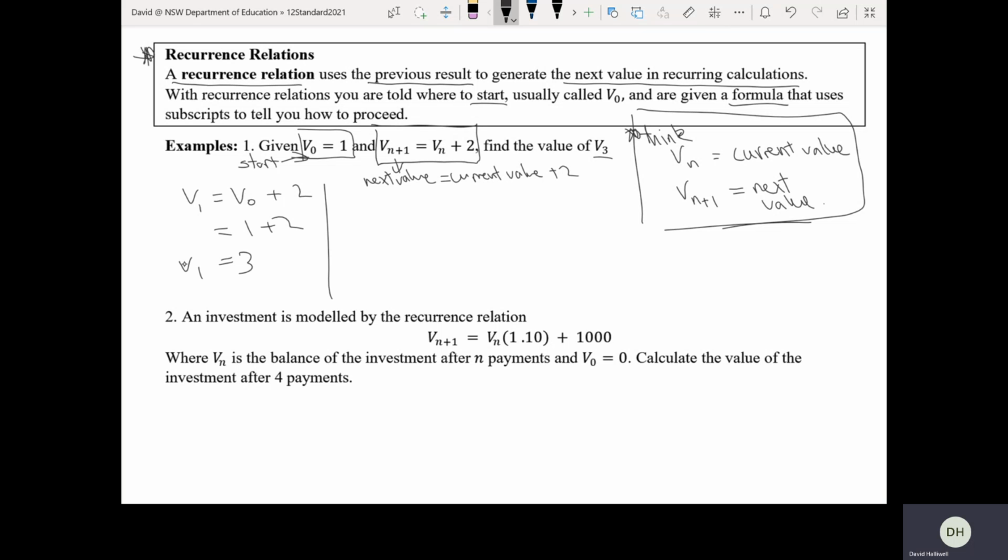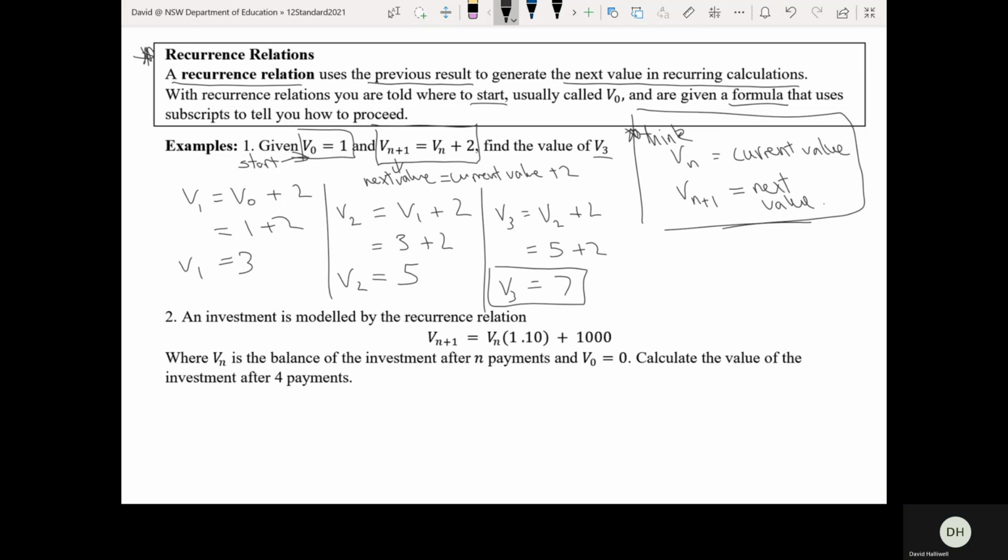Next, if I want to work out the next value, it's going to be V sub 2. Remember we're using this rule, which essentially means the next value is the current value plus 2. So it's going to be V sub 1 plus 2, so 3 plus 2, which is 5. If I wanted to work out V3, it'd be the same thing: the current plus 2. So the current is 5 plus 2. V sub 3 is 7.